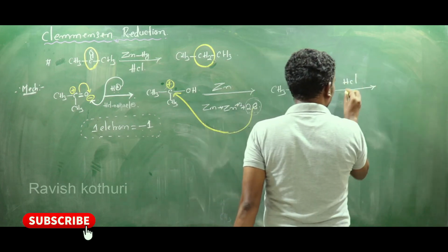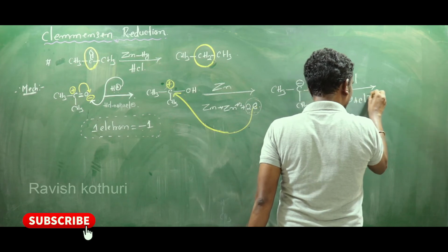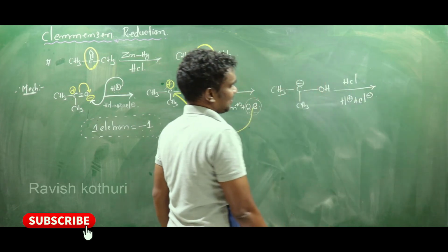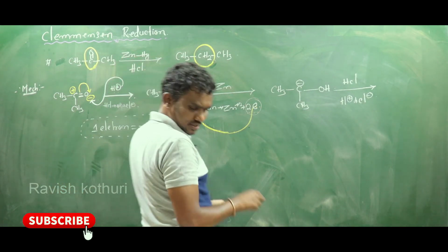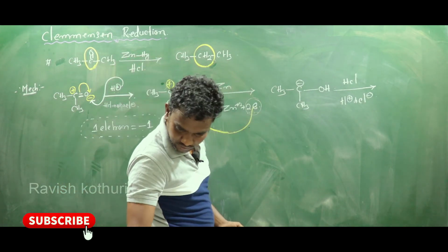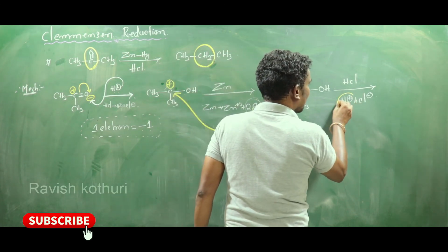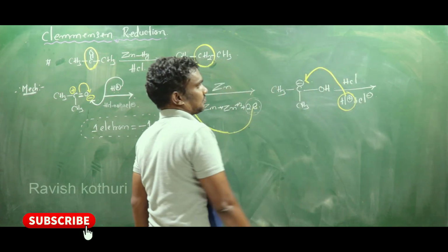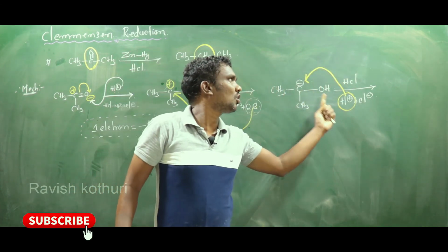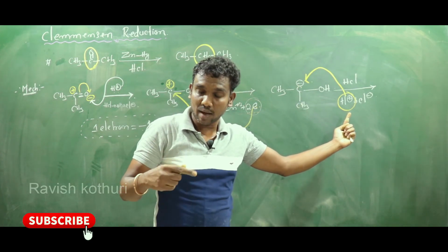Sir, how does HCl dissociate? It dissociates into H plus and Cl minus. Right? Now here, this H plus attacks it here. One negative, one positive. What happened, my dears?